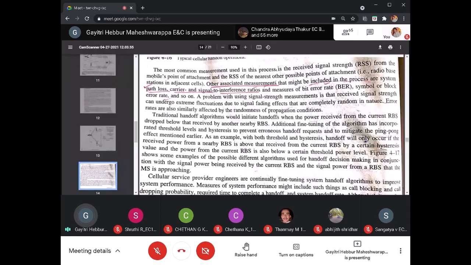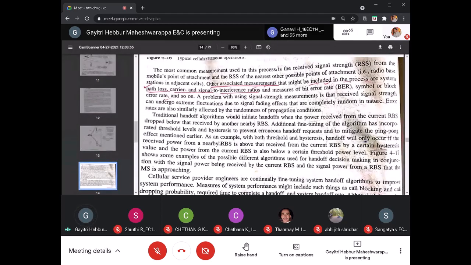A traditional handoff algorithm will initiate handoff when the power received from the radio base station drops below the power received from another nearby radio base station. In addition, fine tuning of the algorithm has incorporated threshold levels and distances to prevent erroneous handoff requests and to mitigate the ping pong effect mentioned earlier.